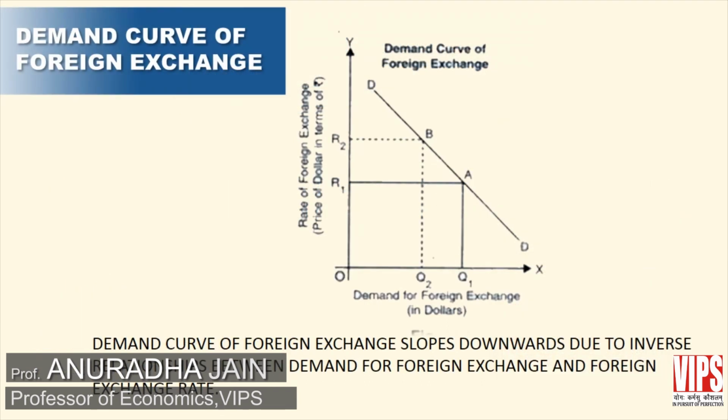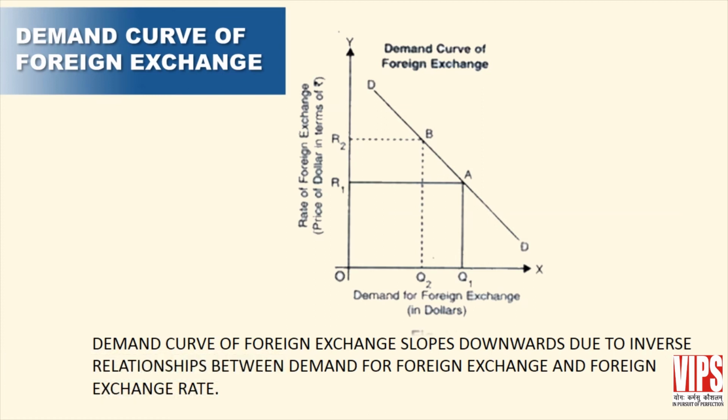So, if we look at the demand curve of foreign exchange, then we can see that it is downward sloping. In the diagram, on the x-axis we have taken demand for foreign exchange in terms of dollars, and on the y-axis we have taken the rate of exchange, and this rate of exchange is the price of a dollar in terms of rupees.